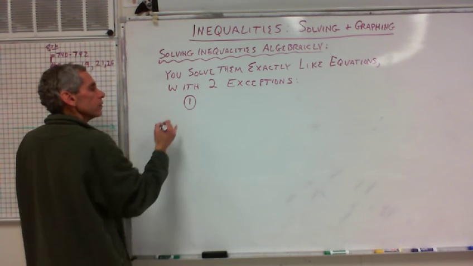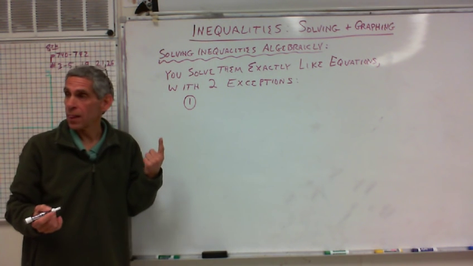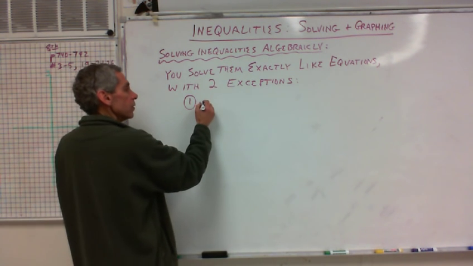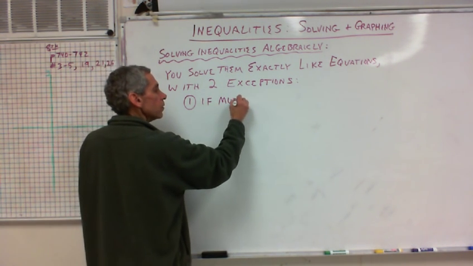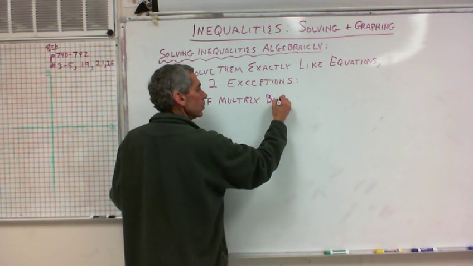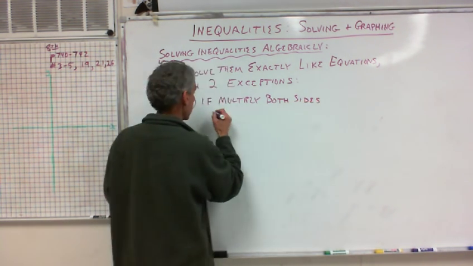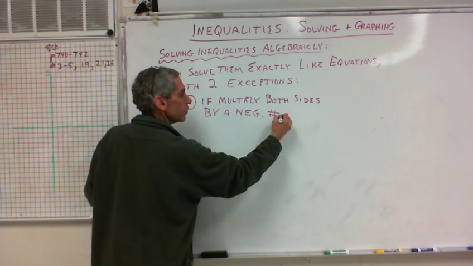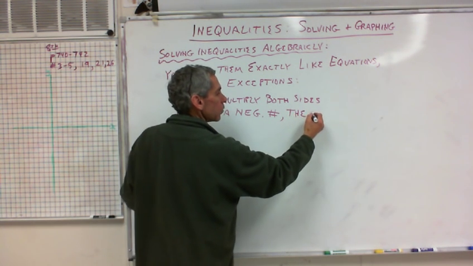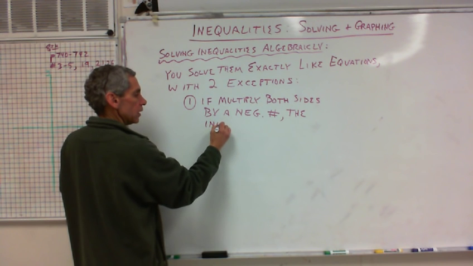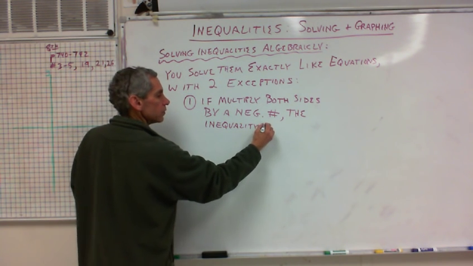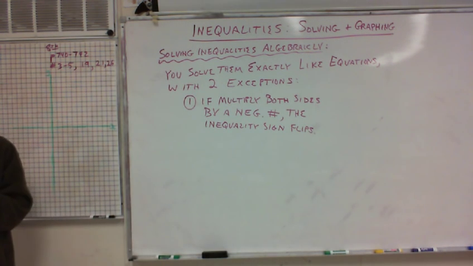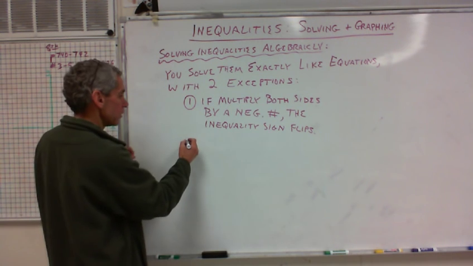Here's the first one. When I'm solving it, if I multiply both sides of the inequality by a negative number, the inequality sign flips. And we're going to go over that in a second, but I want to finish the notes here for this.